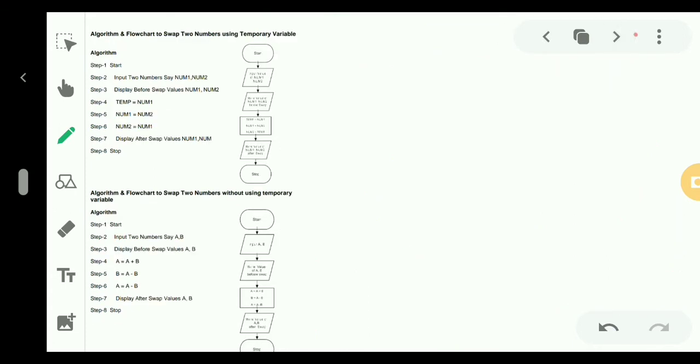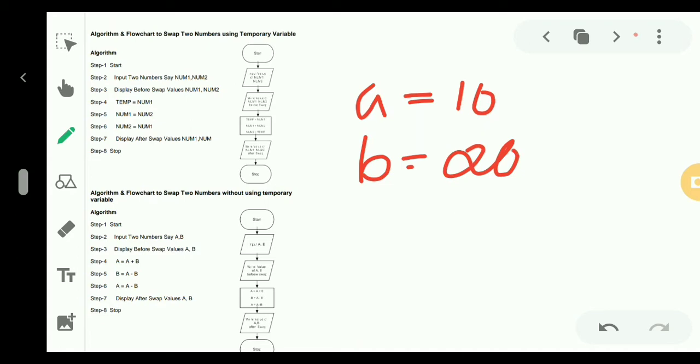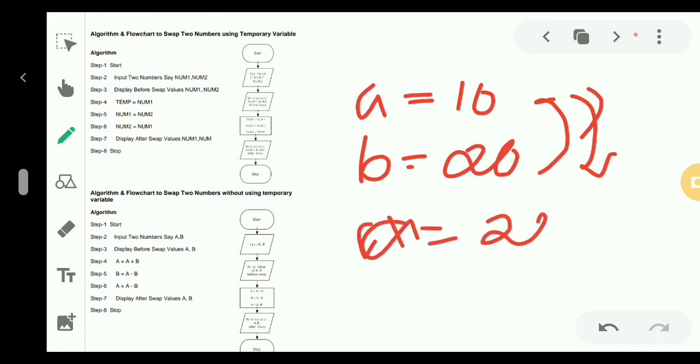The next flowchart and algorithm says that we have to swap two numbers. What is swapping of two numbers? Suppose A has the value 10 and B has the value 20. After the swap, A must contain the value 20 and B must contain the value 10. This is the meaning of swap.